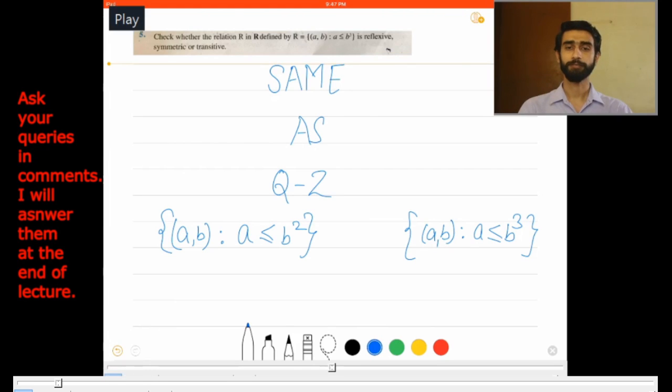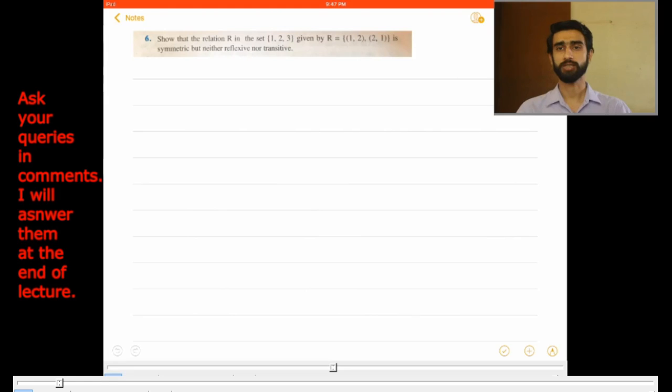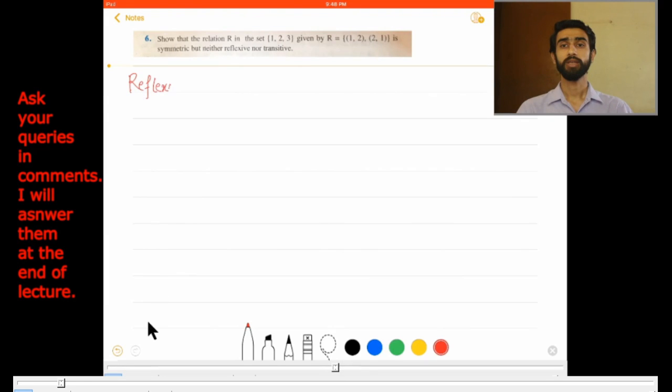Let's go further. Now we will do the next question, question number 6. Let's read it. Show that the relation R in the set {1, 2, 3} given by R = {(1, 2), (2, 1)}. This is in tabular form. And it asks us to show that this relation is symmetric but neither reflexive nor transitive.